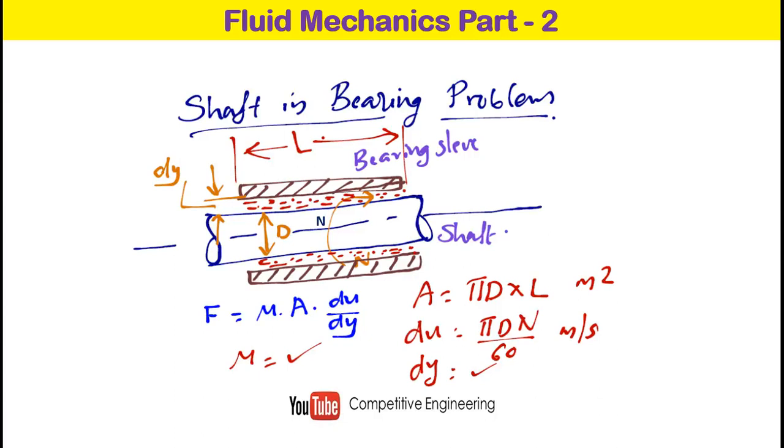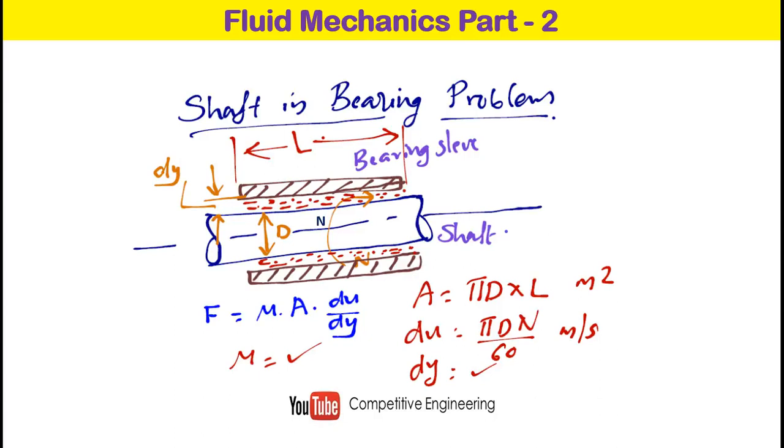So what is the problem? Actually, a shaft is placed in a bearing sleeve. The bearing sleeve is shown in brown color and the shaft in blue color, and there is a gap between the shaft and the bearing sleeve, denoted as dy in golden color. In that gap, lubricant oil is filled to avoid friction. The shaft is rotating at n rpm, that is revolutions per minute, the diameter of the shaft is d and the length of the sleeve is l.